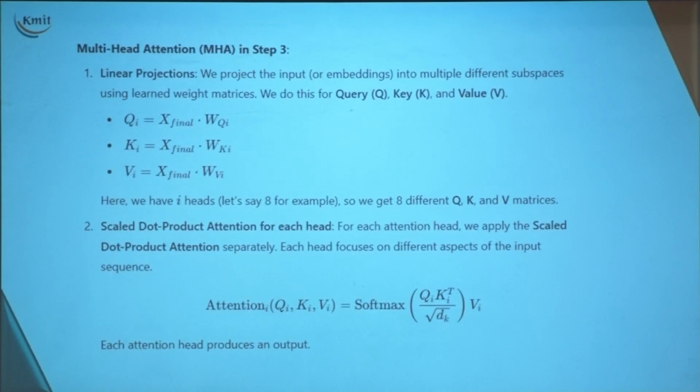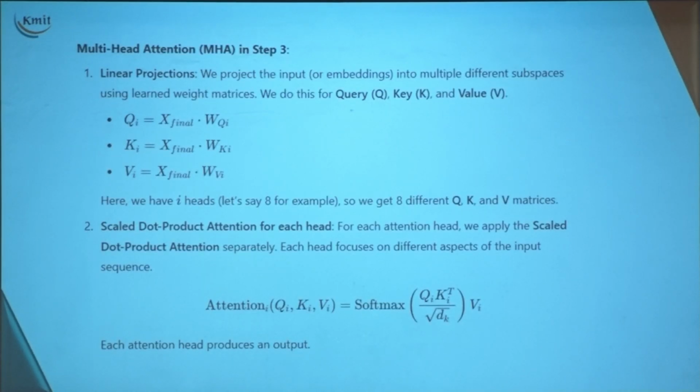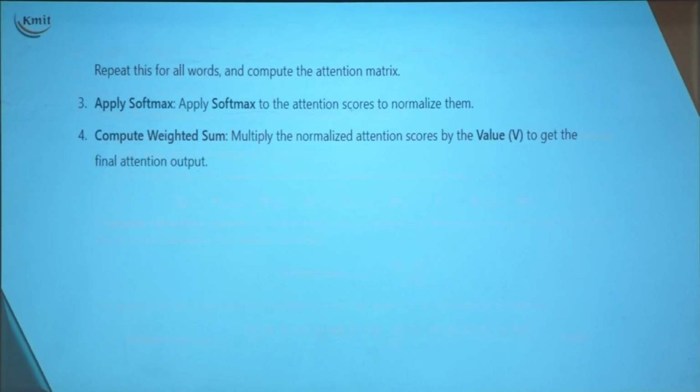After that, this is multi-head attention, single head done. But no, we are not just stopping there. We have to do that for n number of heads. That is called linear projection. That is applying MHA in step 3. What did I do in step 3?